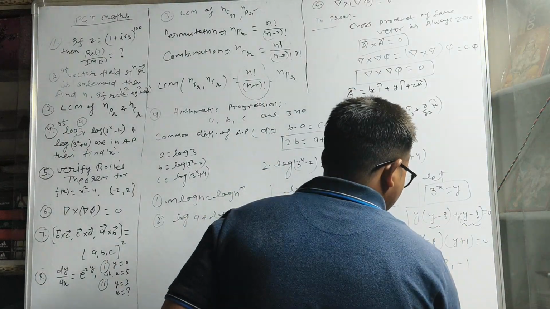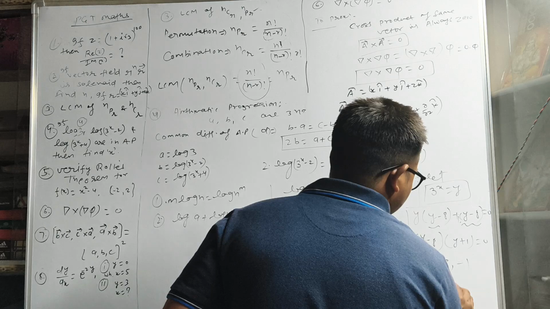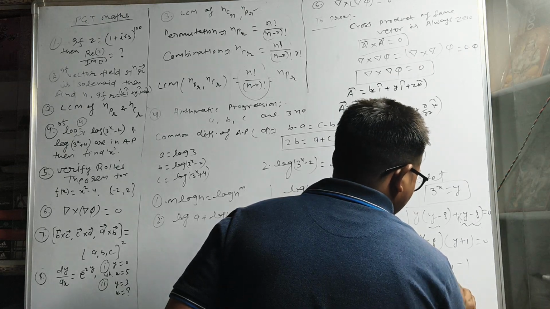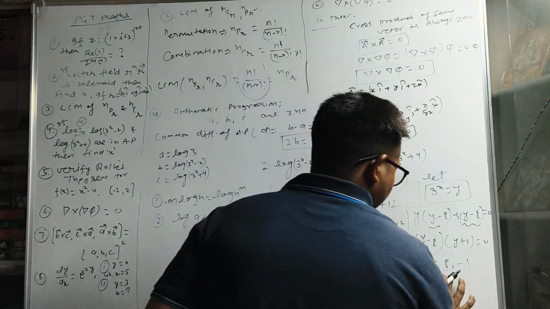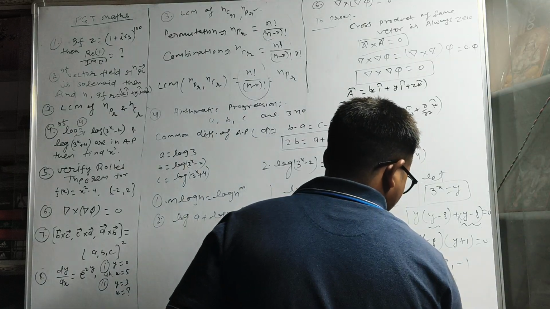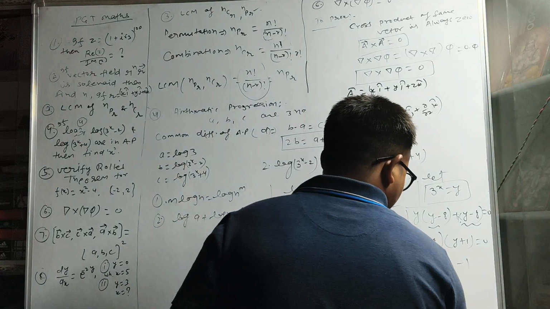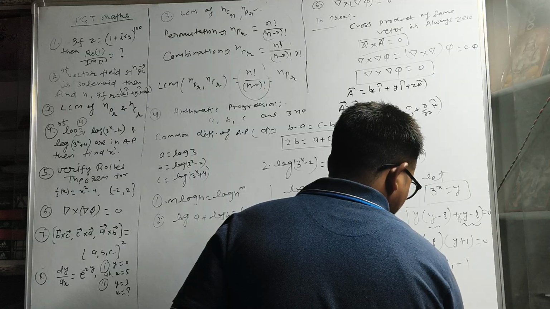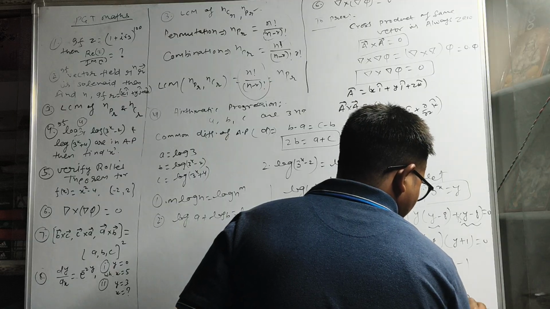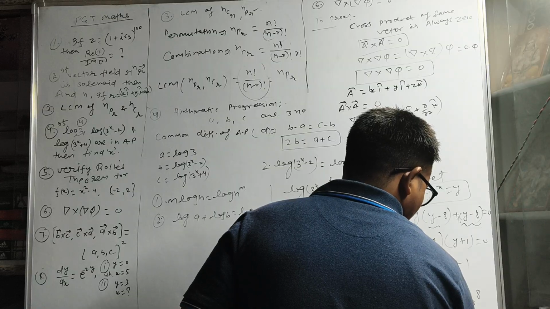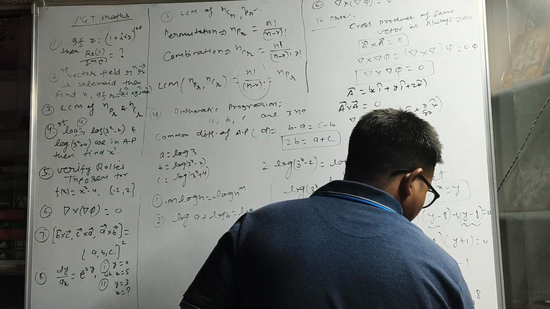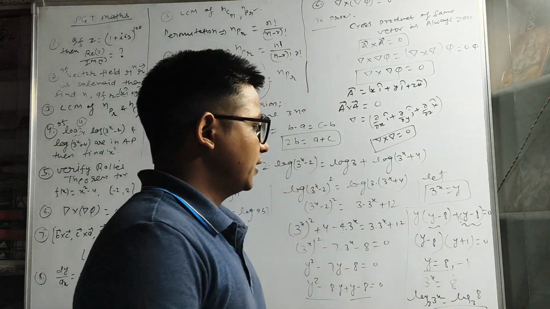Okay, so in place of y we can put 3 to the power x equal to 8. If you take the logarithm at base 3, we'll have log of 8 at base 3. So x equals log 8 at base 3. So the value of x is log 8 at base 3.